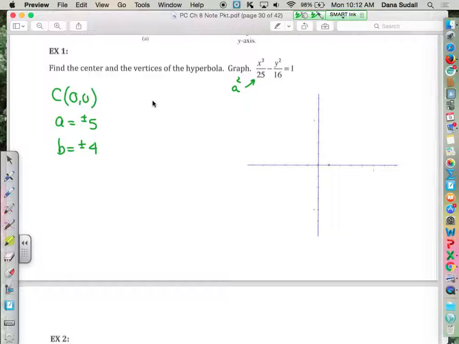So from this, we're going to plot the center. The center's at 0, 0. And then since the x squared is first, it's going to open left and right. Remember, they're in two branches. So from that center, since my A value is underneath the x, I'm going to go left and right 5.